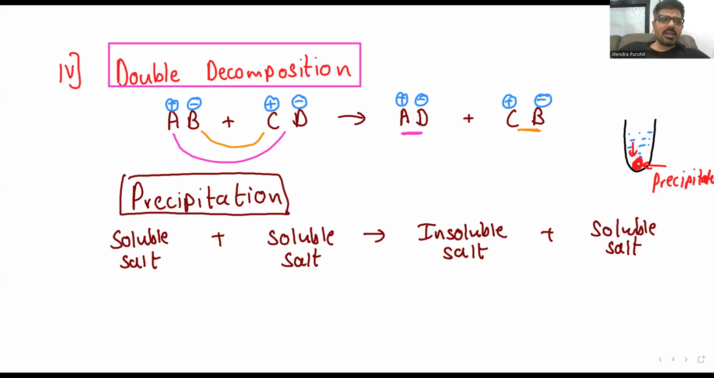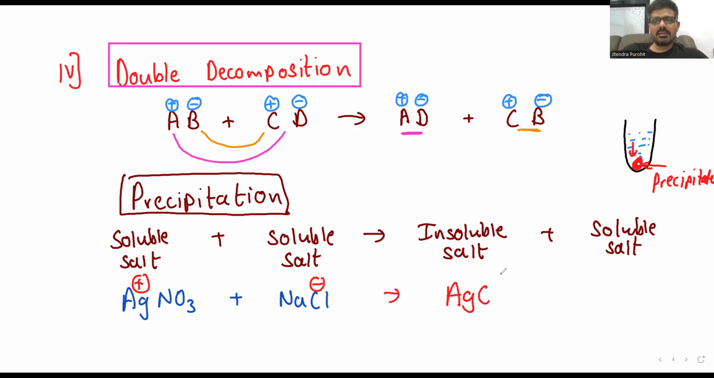So for that we have to take two soluble salts. I am taking silver nitrate, which is soluble. Then I am taking sodium chloride, which is soluble. But what will happen? This Ag and this Cl will react, and you get AgCl, which is insoluble. So we show a downward arrow for the precipitate. The insoluble salt is also known as the precipitate. Therefore, the name of the reaction is precipitation. Clear, right? And you will get a soluble salt.